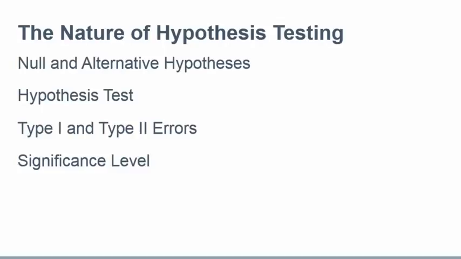Type 1 and Type 2 errors. A Type 1 error occurs when we reject H0 when in fact H0 is true. A Type 2 error occurs when we do not reject H0 when H0 is in fact false. Significance level. The probability of making a Type 1 error is your significance level, alpha.